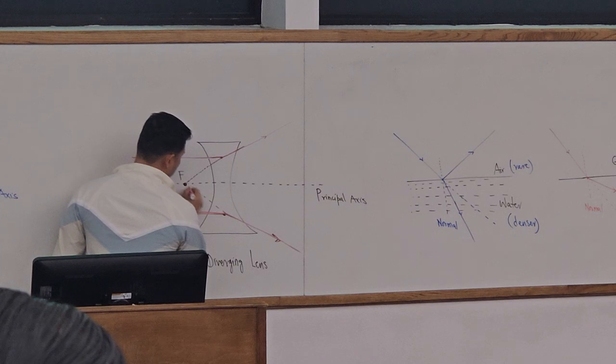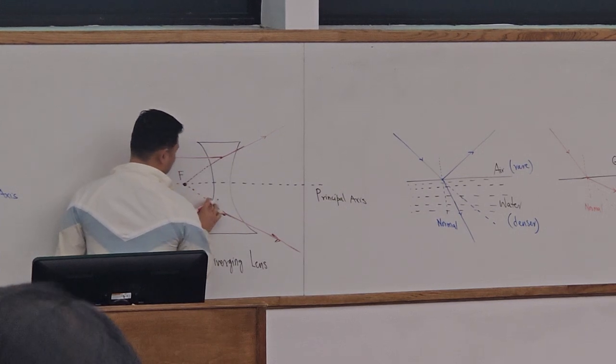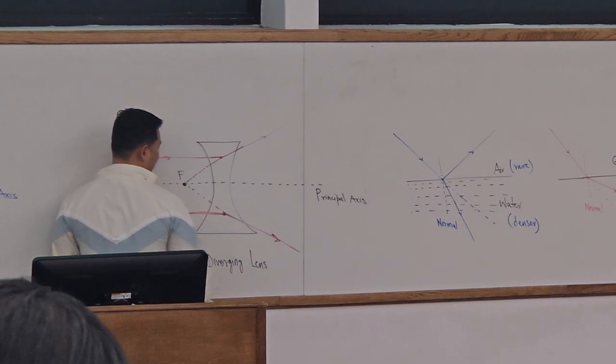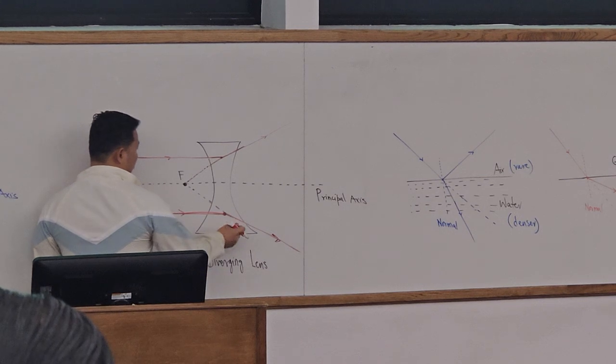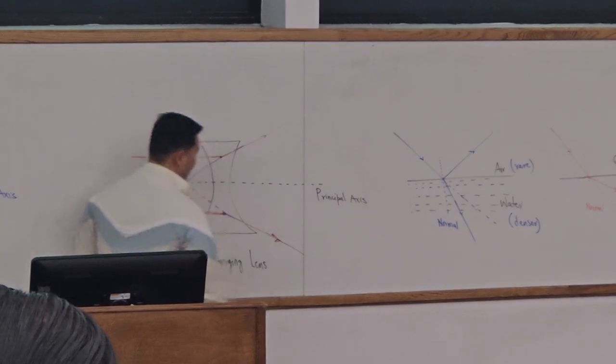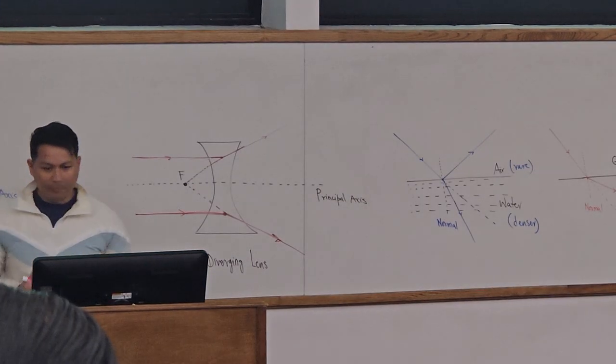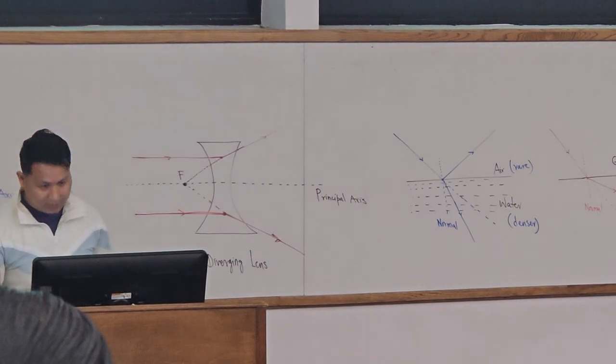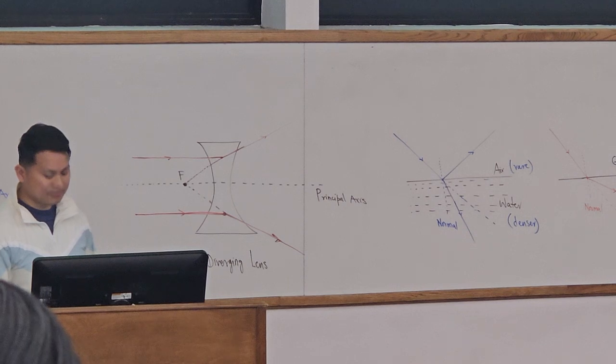Over here, this is the focus, okay? That's the reason, after passing through the focus, they diverge, so we call it a diverging lens, okay? One important point over here, and you might have a picture over here, the diverging lens.